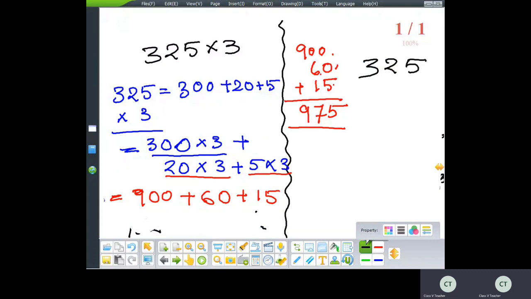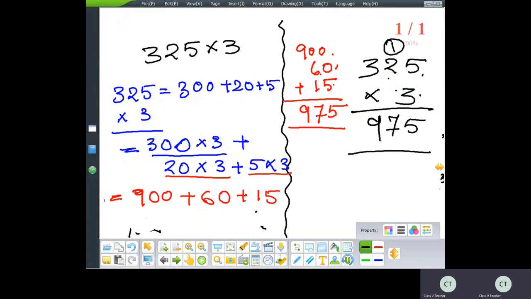325 into 3. So firstly, 3 5s are 15, 5, 1 carry. 3 2s are 6, 6 plus 1, 7. 3 3s are 9. So did you get the answer? 975. So if you split and multiply, or else if you multiply directly, the answer will not change. Okay.